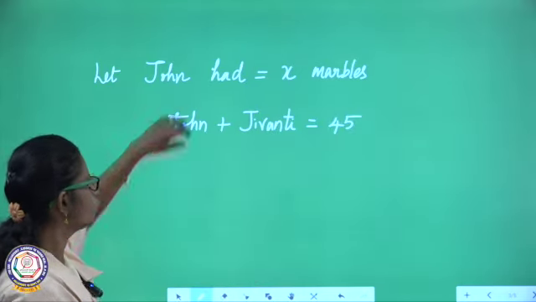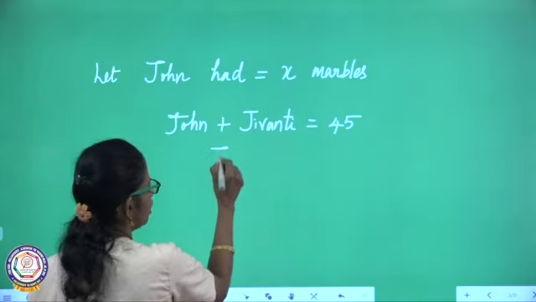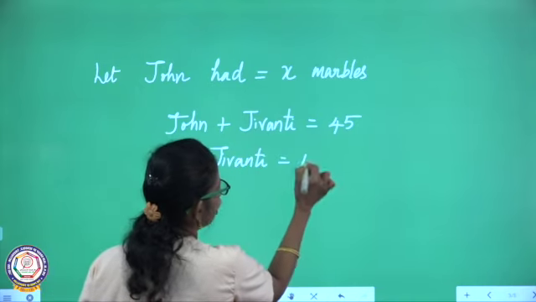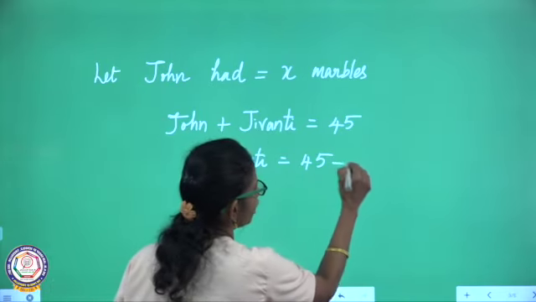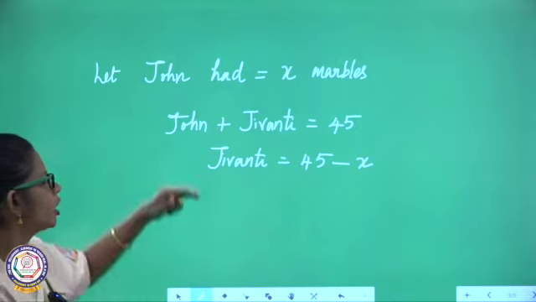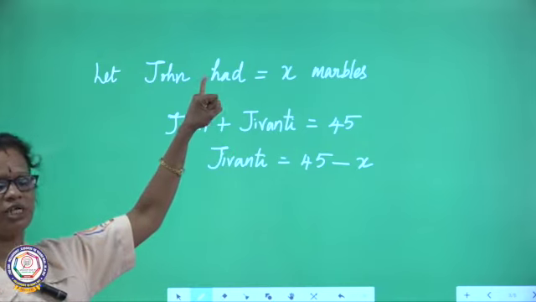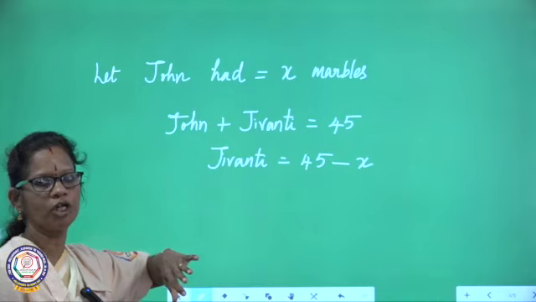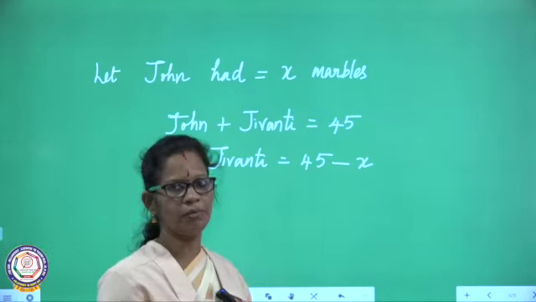Here I consider John as X. That means what is the condition of Jivanti? Jivanti equal to 45. The plus X, when you shift to that side, it will become minus, right? The first two statements I converted into a mathematical format. First statement, John and Jivanti. So, John plus Jivanti equal to 45. Here I consider John as X. So, Jivanti equal to 45 minus X.